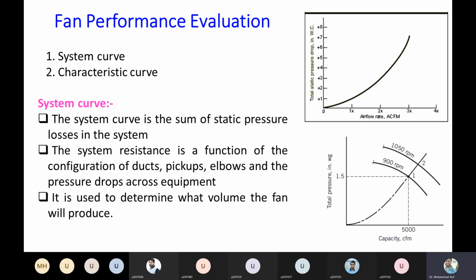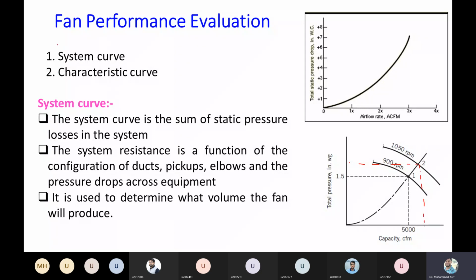For example, you can see in that figure, let's say this is a system curve for any fan. When the total pressure was 1.5 inches of water gauge, the RPM was 5,000, and the airflow rate of the air that was delivered was 5,000 CFM. Let's say the RPM of that fan is increased up to 1050 RPM. Then how much is the power required? What is the flow rate delivered?